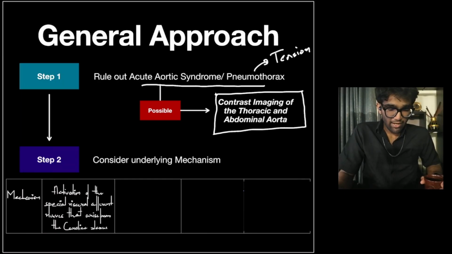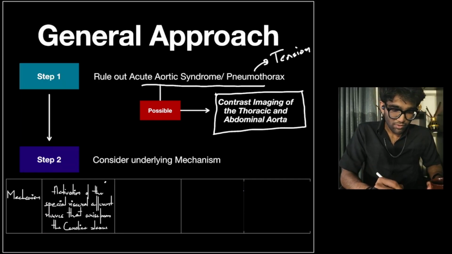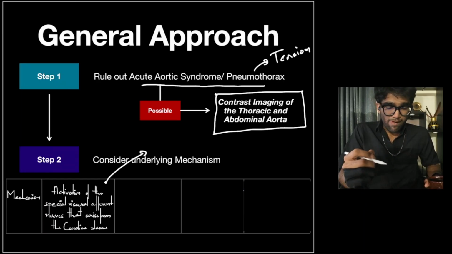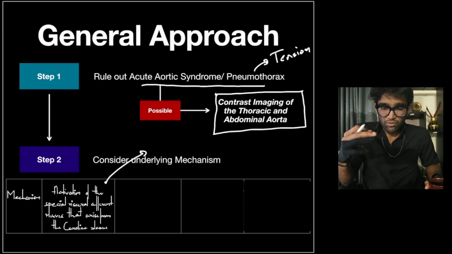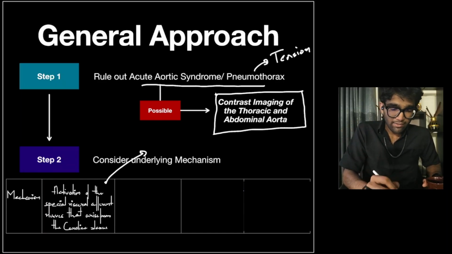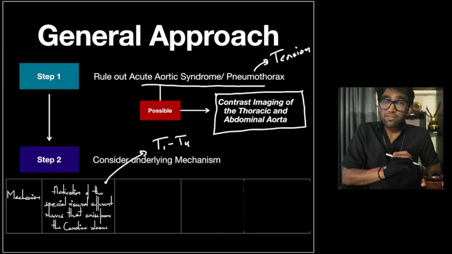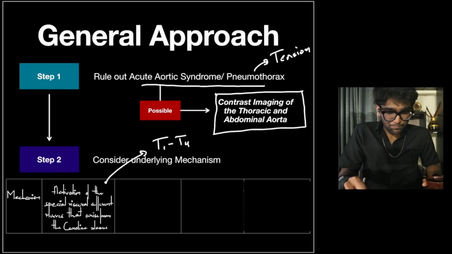The first is activation of special visceral efferents, nerves that arise from the cardiac plexus. These include nerves that arise from the cardiac plexus but go into the thoracic spinal cord at T1 to T4 spinal levels. And so this is the distribution of the spinal involvement.